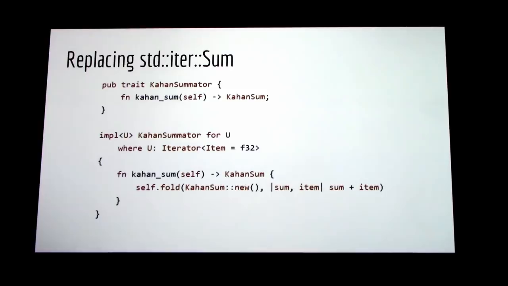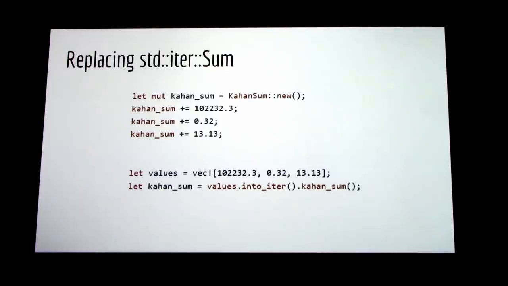And this works. We just added a new method to iterators. So if you have some iterator over f32s, you can now quickly compute a Kahan sum. If you instead want to manage keeping a running total on your own, you can just add in new terms and it works how you'd expect.